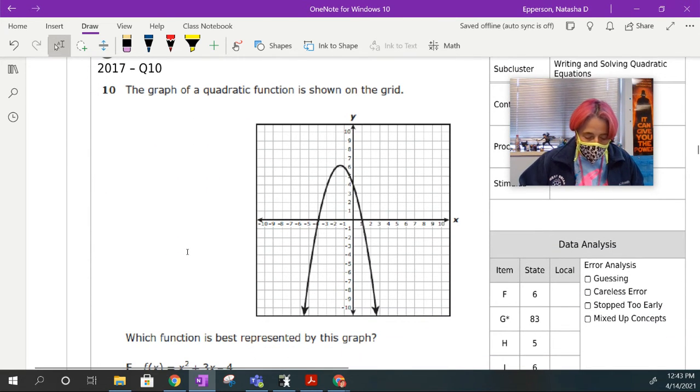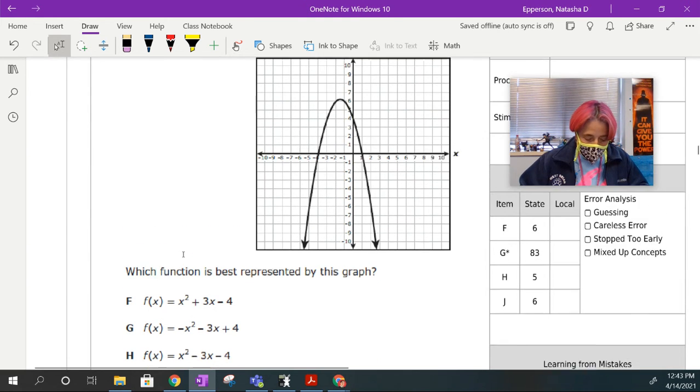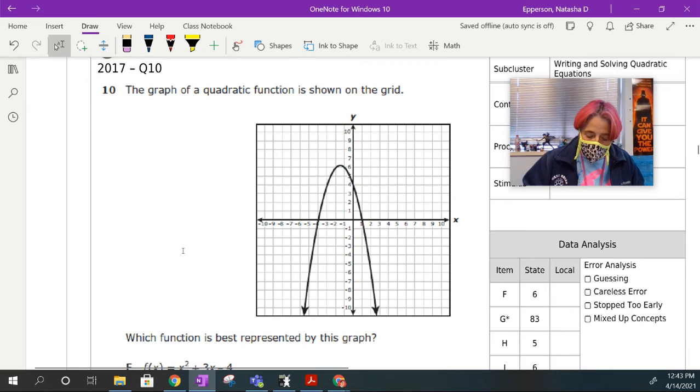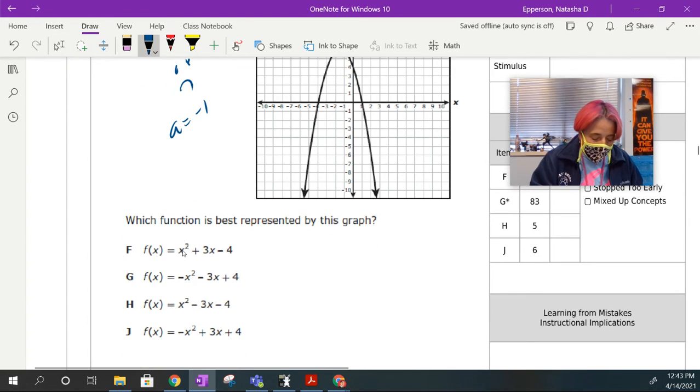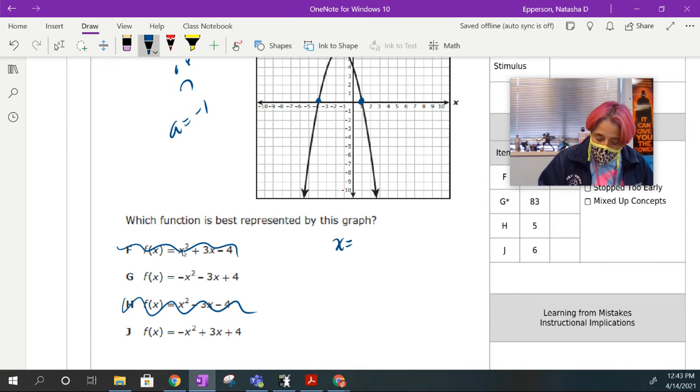The quadratic graph is shown on the grid below, and we want to know which equation is best. Notice that our quadratic is going down, so that means it's a sad parabola, which means our a value is equal to negative 1. So I'm going to eliminate F and I'm going to eliminate H. Now I'm going to pick my x-intercepts. That's going to be x is equal to negative 4 and positive 1.